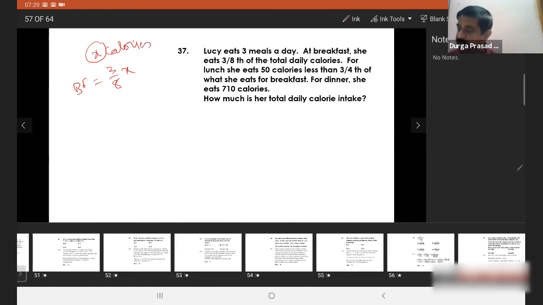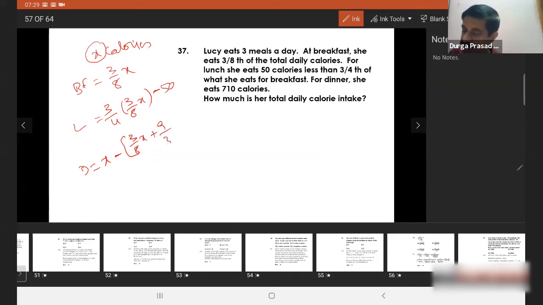For lunch, she eats 50 calories less than 3/4 of what she eats for breakfast. She's eating for breakfast 3/8 of X. So for lunch, she's eating 3/4 of what she had for breakfast, and 50 calories less means minus 50. And for dinner, she eats this many calories. So dinner is X minus the sum of these two, 3/8 of X plus 9 by 32 of X minus 50.